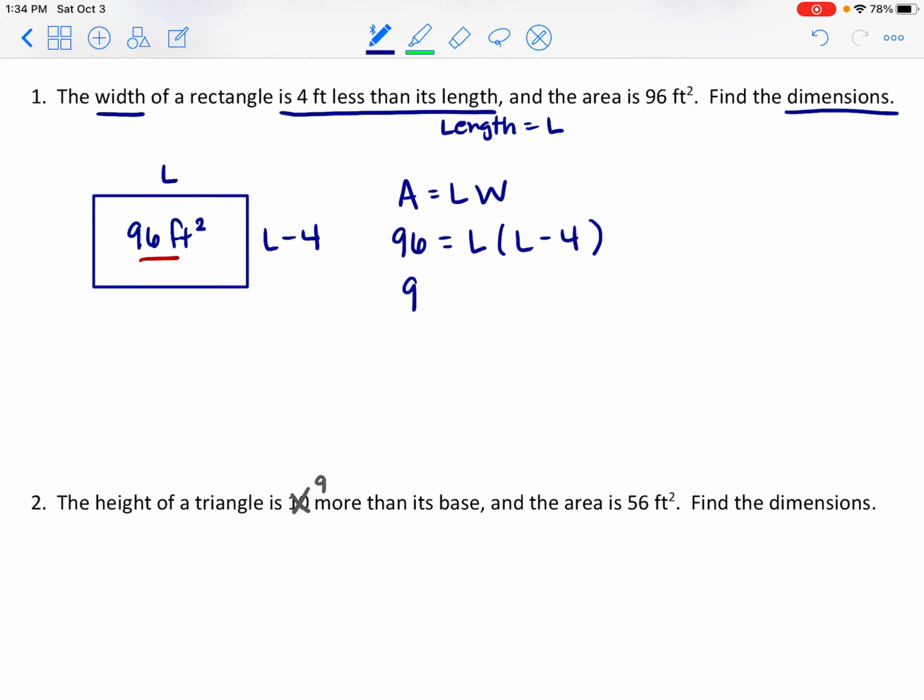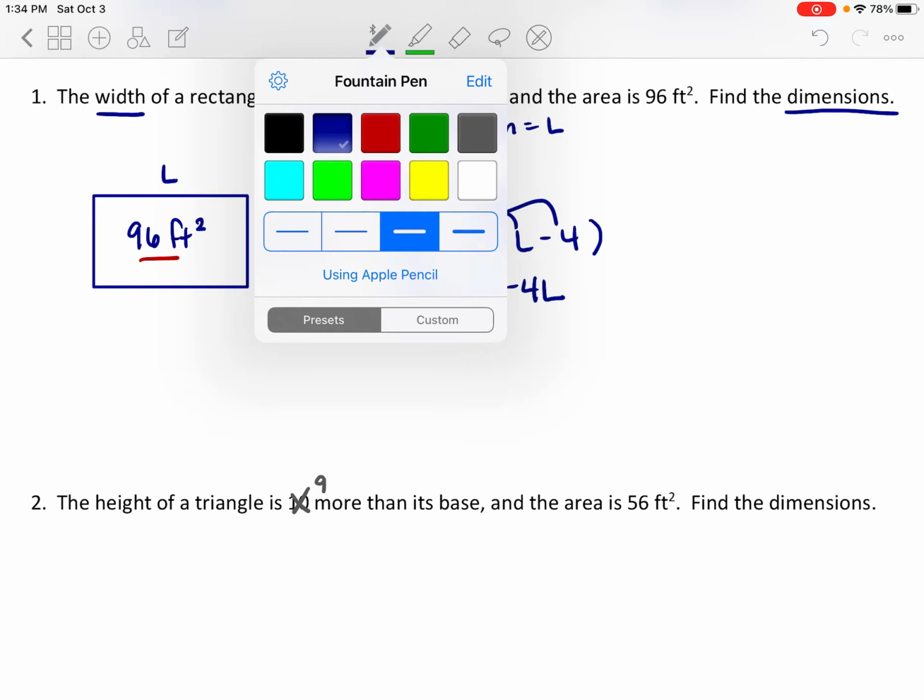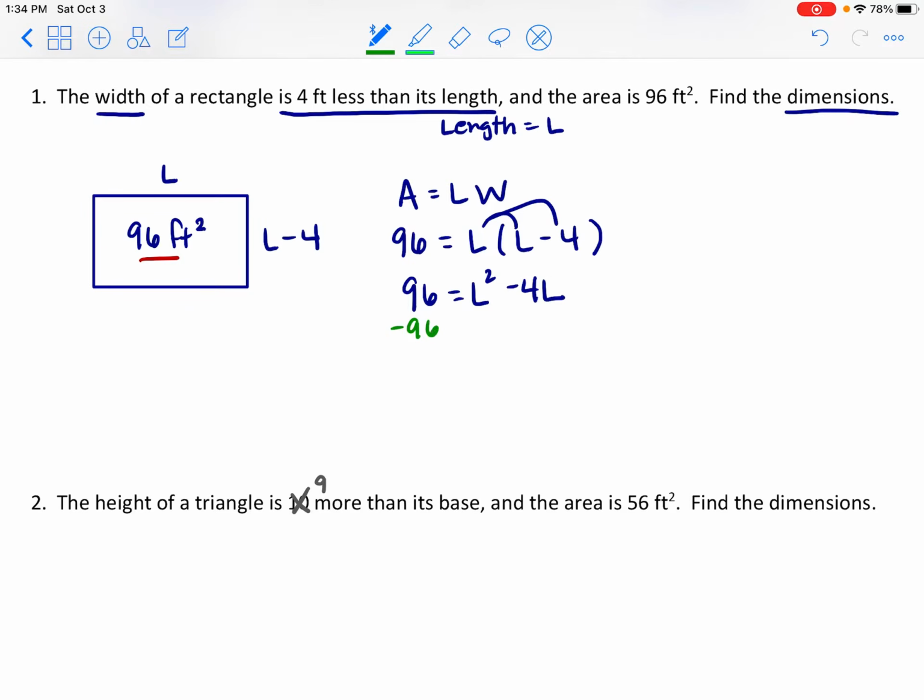If we distribute the L here, L squared minus 4L, and we subtract the 96 over, then we have an equation that we can solve by factoring. So we have L squared minus 4L minus 96, and let's apply our bottoms up process here.